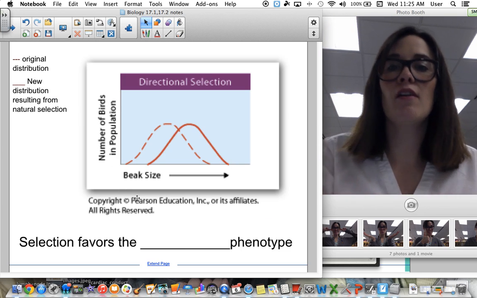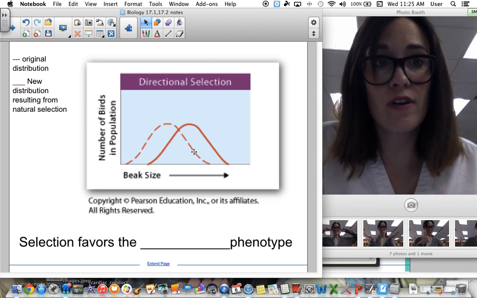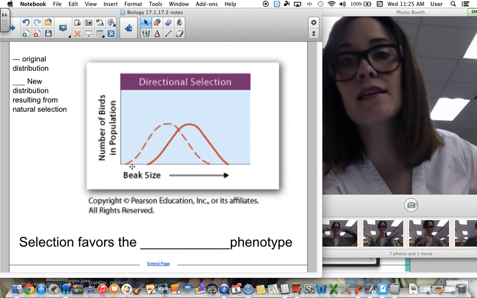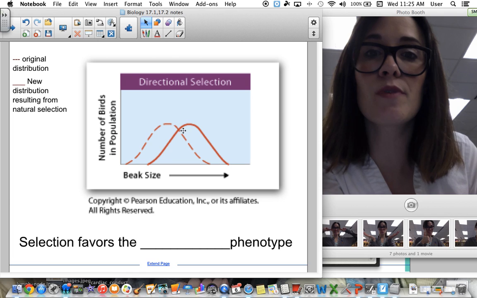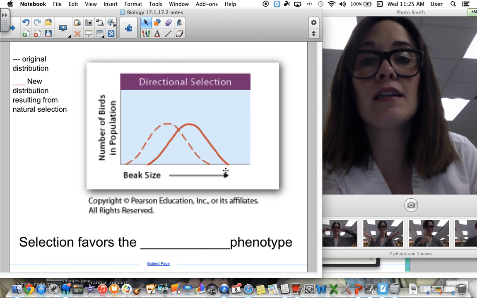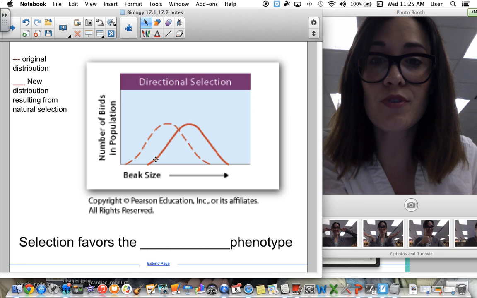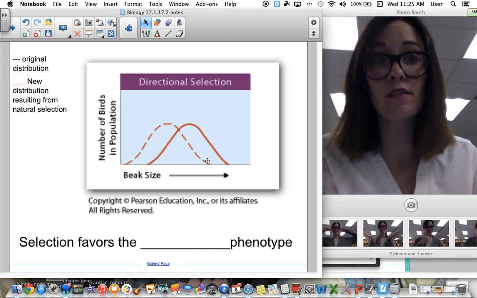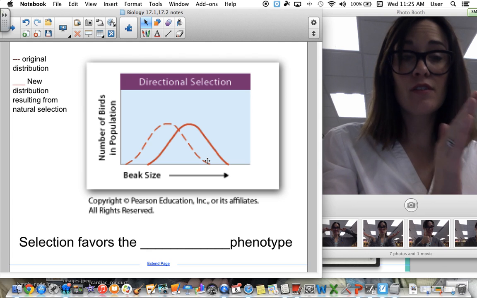The first one is called directional selection. The original distribution of whatever it is, in this case we're talking about birds and beak size, is in the dashed line, and the new distribution is in the solid line. So it shows kind of what happened over time. Natural selection is favoring birds with larger beaks, so we can see the actual bell curve shift to the right.